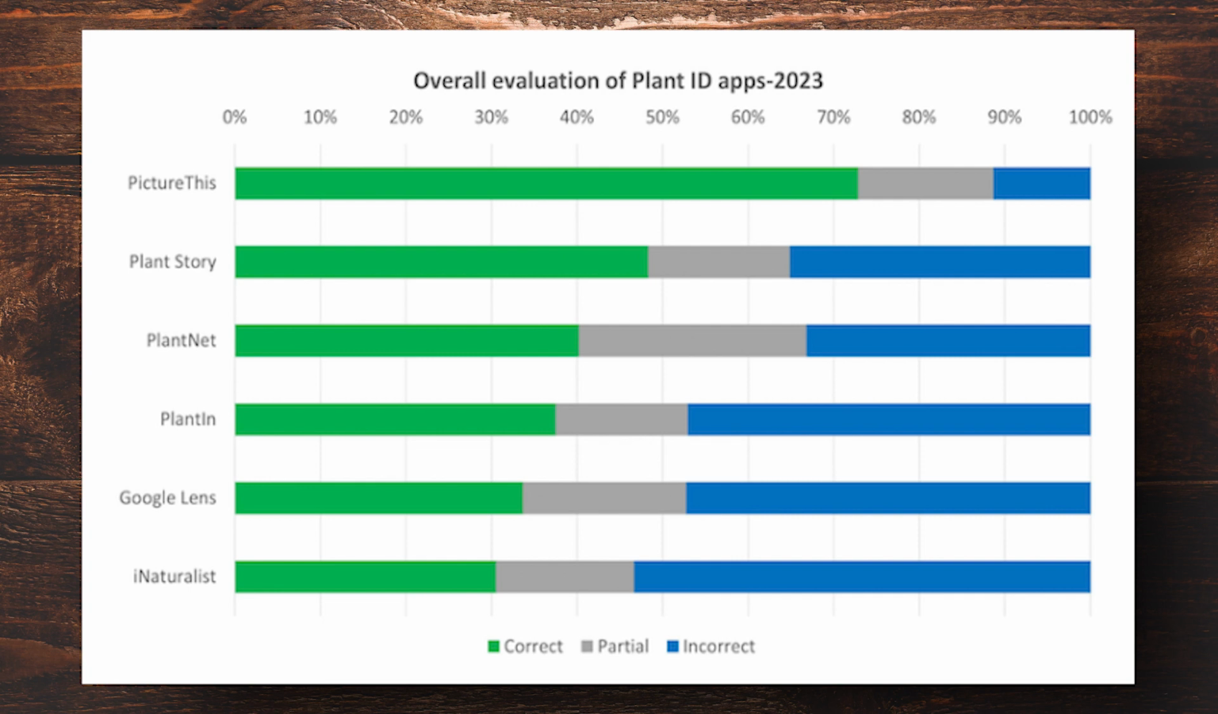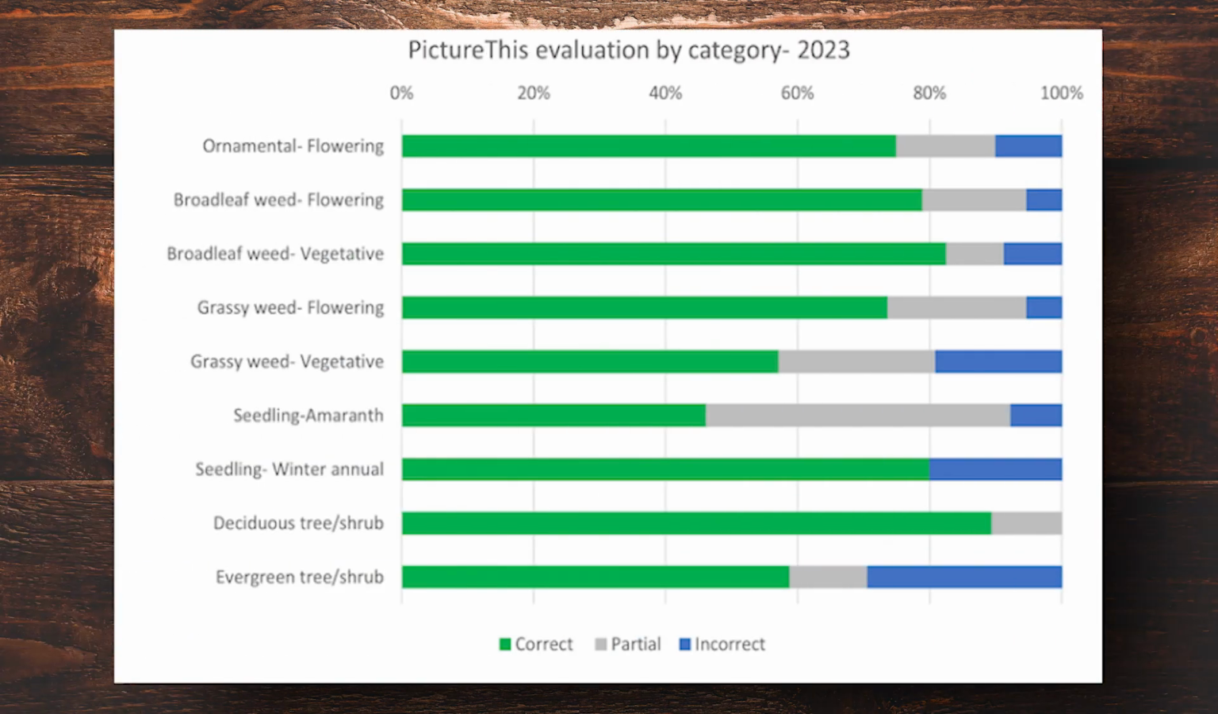They rated the Picture This app even further, going from ornamental flowering, broadleaf weeds that are flowering, broadleaf weeds that are in vegetation, grass weeds that are flowering, grassy weeds that are in vegetation, seedling amaranth, seedling winter annuals, deciduous trees and shrubs, and evergreen trees and shrubs. Where the app has the hardest time telling the difference is the seedling amaranth species. Whether it be waterhemp, Palmer, redroot, pigweed, there's spiny pigweed. There are so many different pigweed species that look very, very similar. I could see why that is where the app struggles the most.